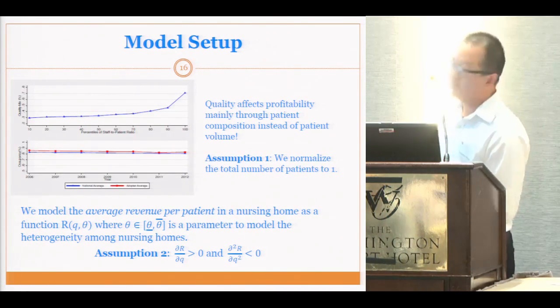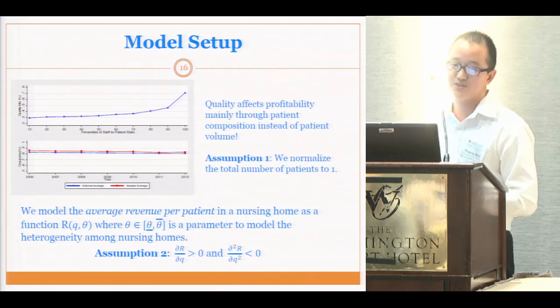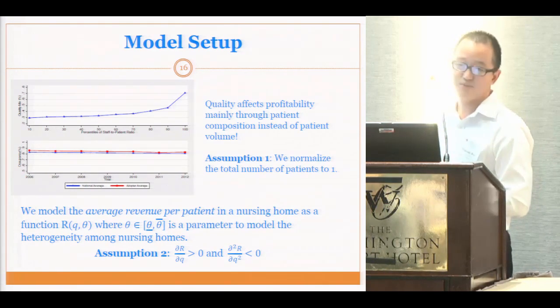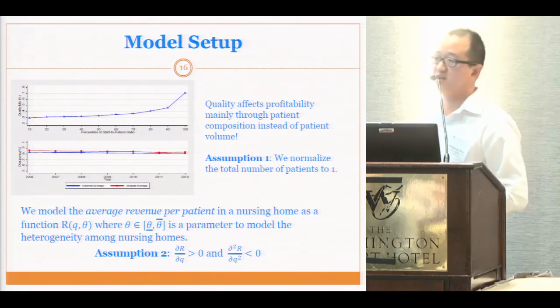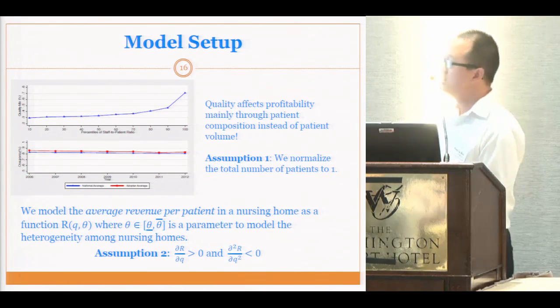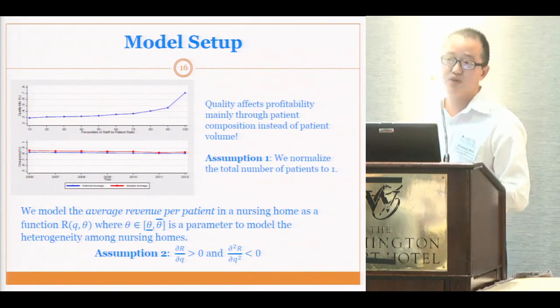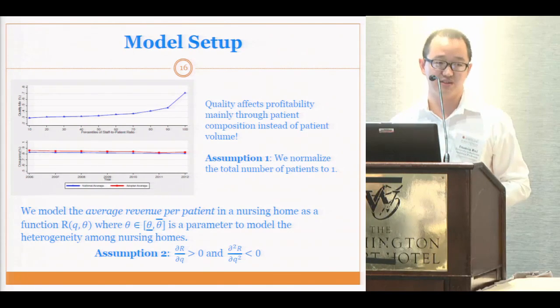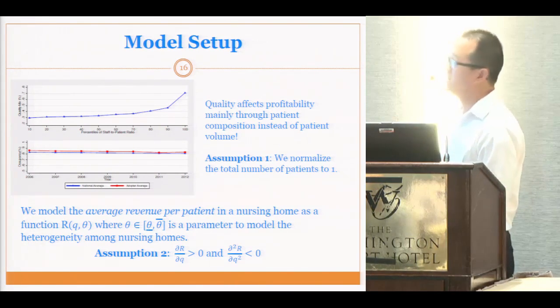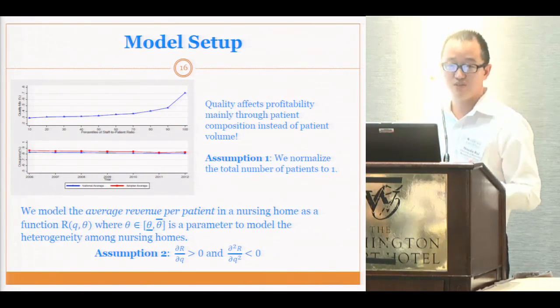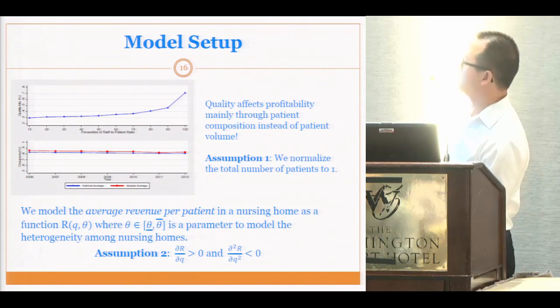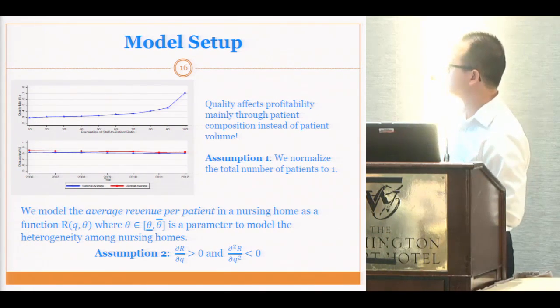Now, a unique feature about nursing homes is that quality affects profitability mainly through patient composition rather than patient volume. If you think about a lot of economic models, then mostly when you improve your quality, you attract more demand. So you get a higher volume and your profit will be better. You get more revenue, more customers.